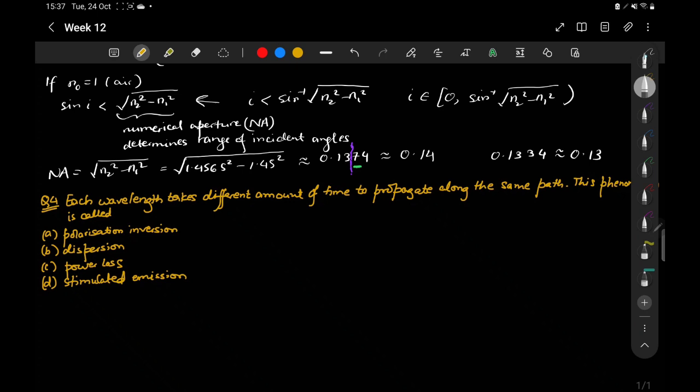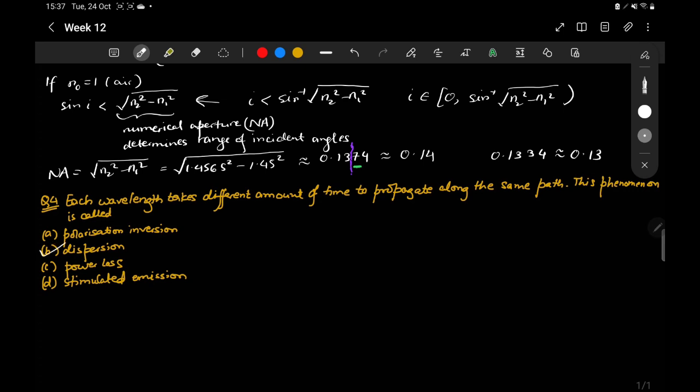Let us now discuss the answer. The correct option is option B, dispersion. I don't even understand what is option A. Polarization inversion doesn't really make any sense. Stimulated emission is used for lasers, and power loss is, as the name suggests, just loss, meaning the field getting absorbed in some medium that leads to loss.